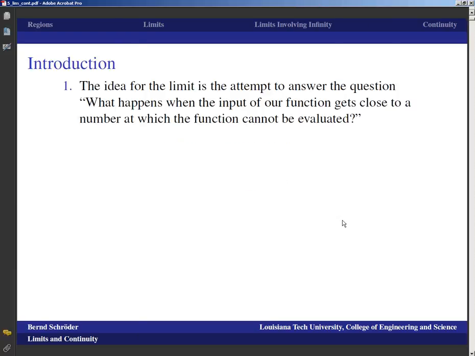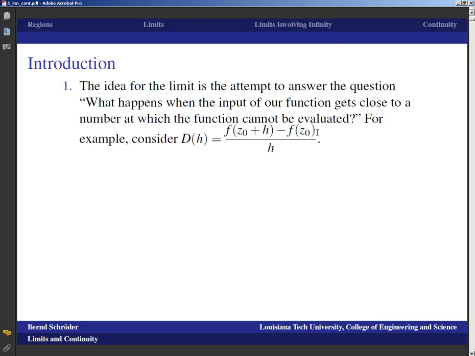The idea for the limit doesn't change at all. The idea for the limit is always to attempt to answer the question: what happens when the input of a function gets close to a number at which the function cannot be evaluated? Sometimes we'll also take limits at points where the function can be evaluated, but the motivation basically comes from functions of a variable h, say d of h, that are defined as this difference quotient, f of z0 plus h minus f of z0, divided by h, which, if you go back all the way to Calculus 1, is the definition of the derivative.